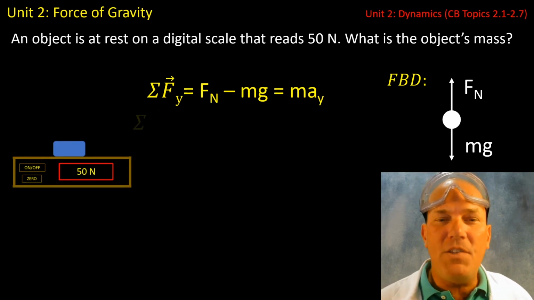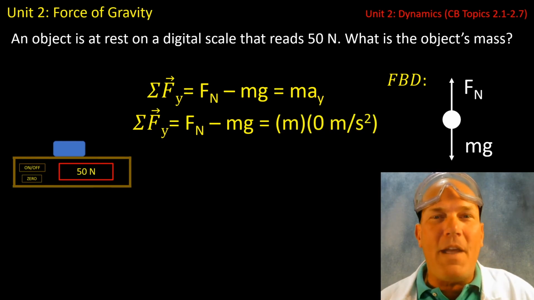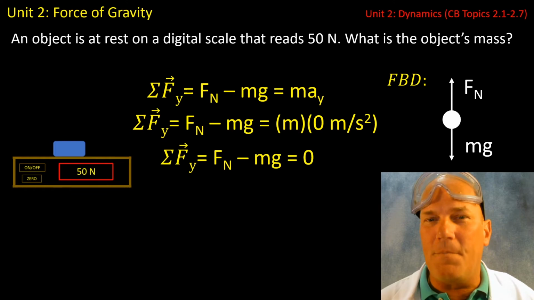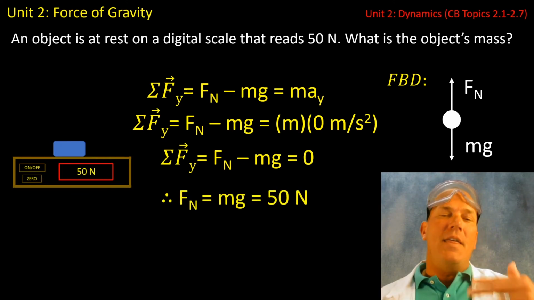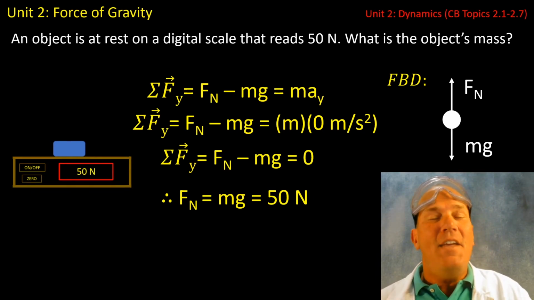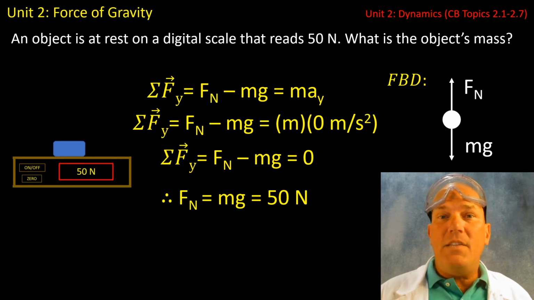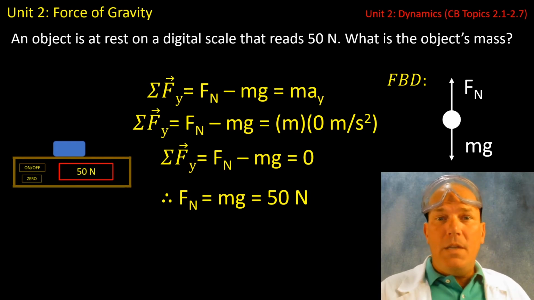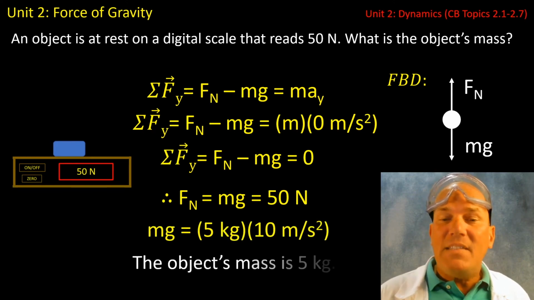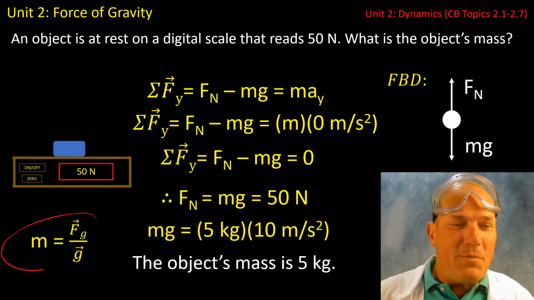Let's look at our acceleration vertically. The object is not accelerating vertically, so therefore the right side of this expression becomes 0 when we sum in the vertical direction, which means we can therefore say that force normal is equal in magnitude and opposite in direction to the force of gravity, which we've shown as mass times the acceleration due to gravity. And that is the weight, and we are told the weight is 50 newtons, which means that the object's mass must be 5 kilograms.